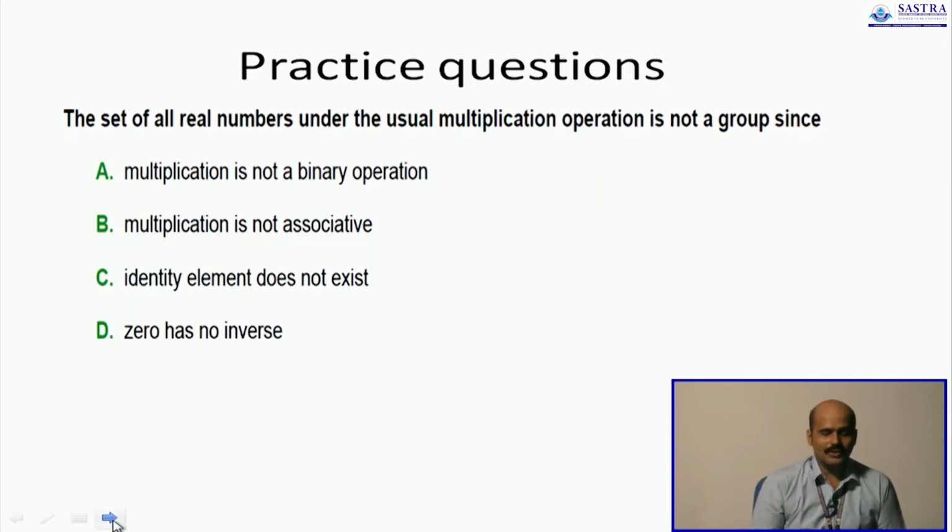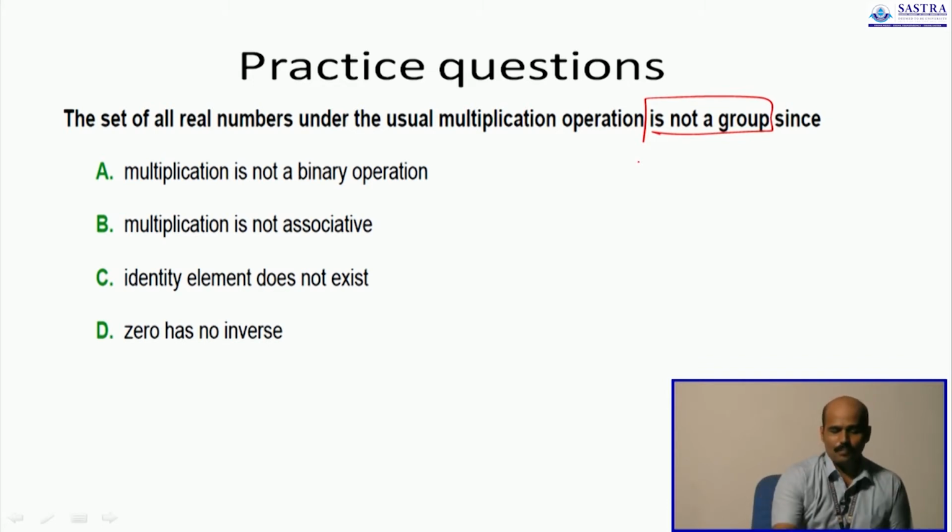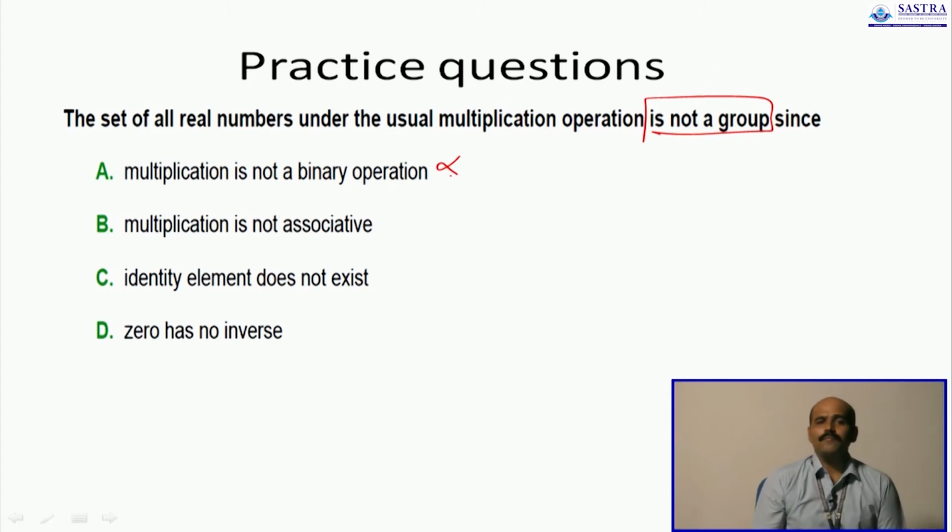Let's do some basic questions first. The first MCQ is on groups again. The set of all real numbers under the usual multiplication is not a group. That's the given statement, and there are 4 possible answers here, out of which only 1 or 2 may be right. Let's check it out. Option 1 says multiplication is not a binary operation. We know that's not right because a binary operation requires 2 operands and multiplication clearly qualifies to be a binary operation.